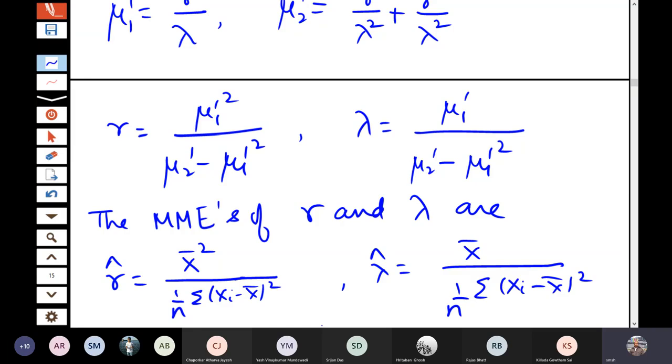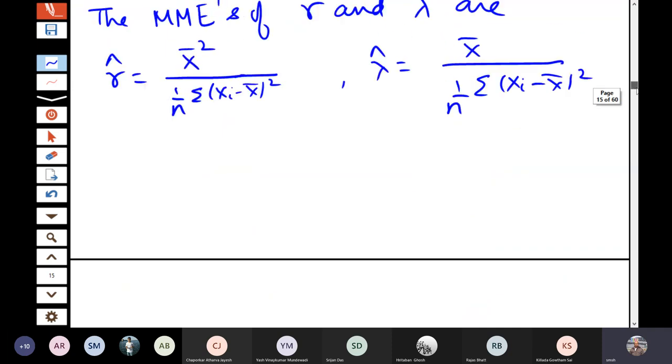So like that you can calculate for other distributions also. Well, for quite some time this method of estimation was used. However, in many of the problems it did not look very natural. For example, lambda hat is x bar, the ratio of the sample mean and the variance here, and similarly for R you are getting the ratio of the two terms. So it did not look natural.